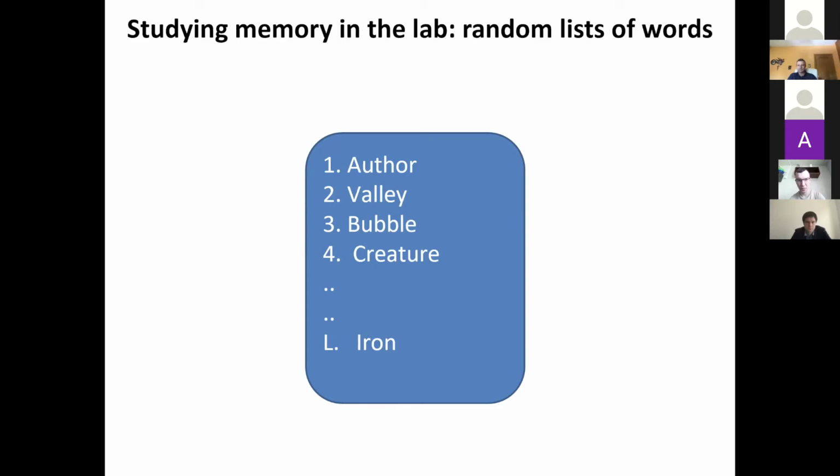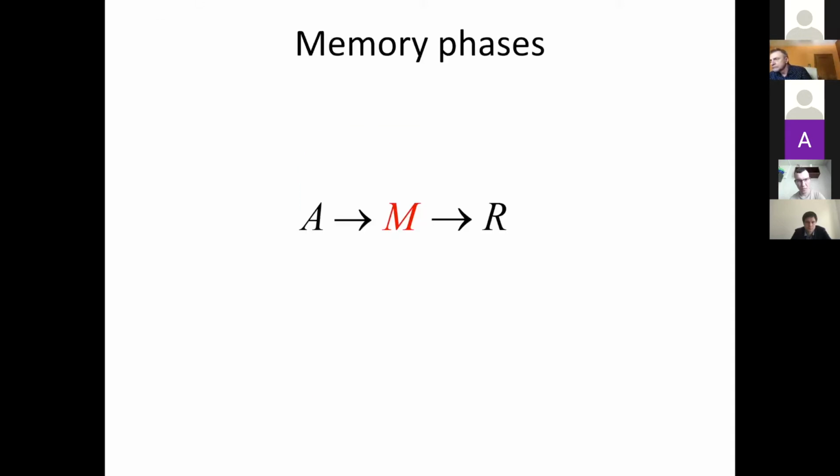And there are paradigms for estimating all of these things. I will mostly focus on the last link in this triad. So in this talk, I will tell you about whether we can quantitatively describe this last link, the recall. The model that I will present to you will be a model of recall.